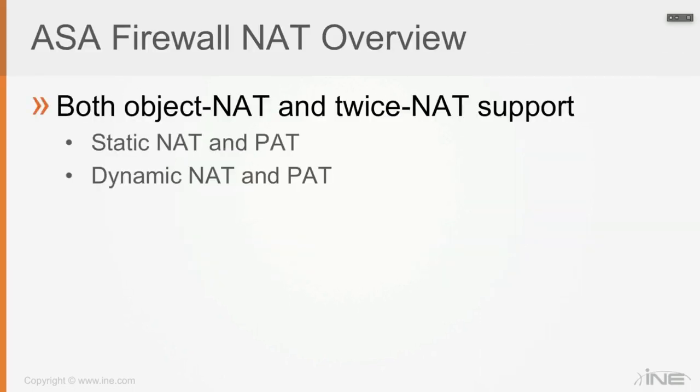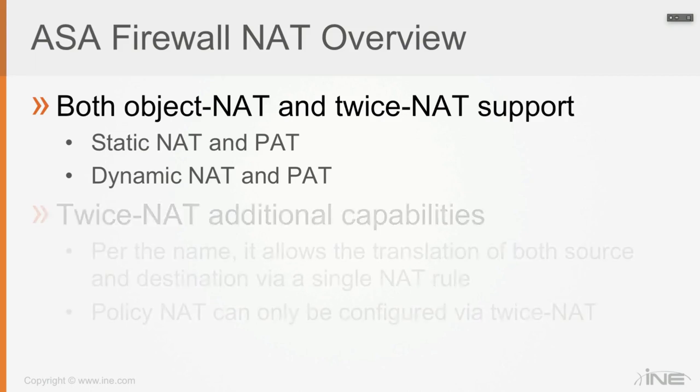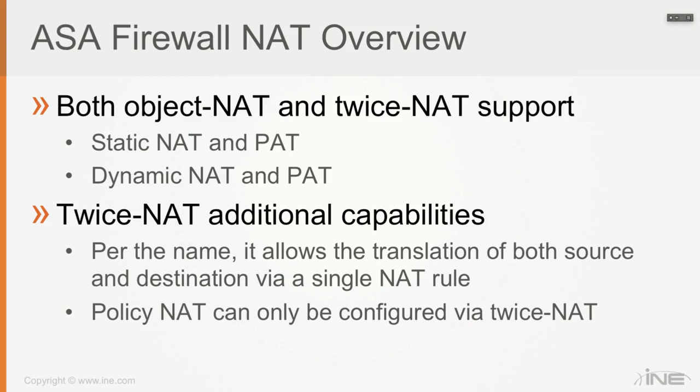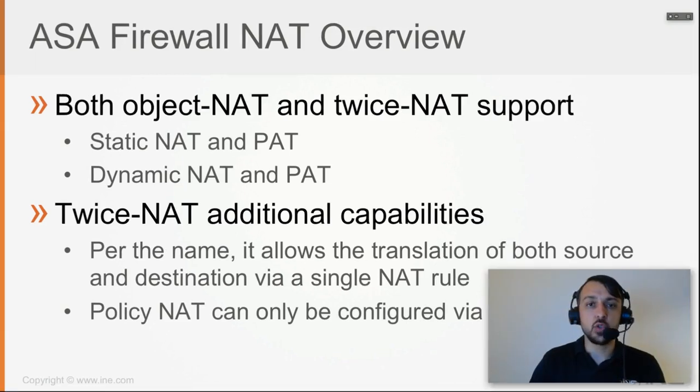So both object NAT and twice NAT support static NAT, static PAT, dynamic NAT, and dynamic PAT. Both of them support those NAT options. Twice NAT has additional capabilities. As we said, per the name, it allows the translation of both source and destination via a single NAT rule. That's why it's called twice NAT. And because it's twice NAT, we can match on both source and destination, and you can optionally NAT either the source, the destination, or both of them.